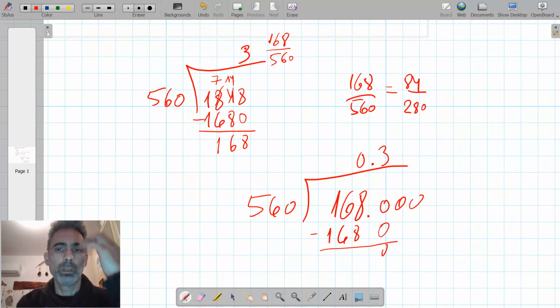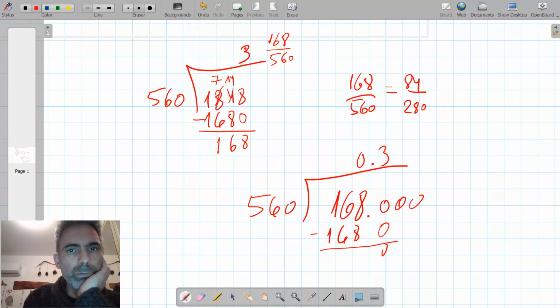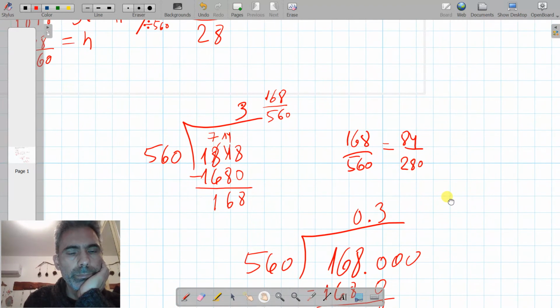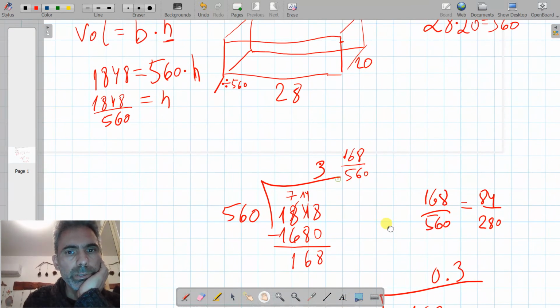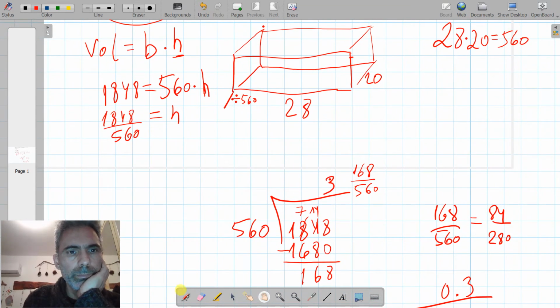Okay, so 168 over 560 is 0.3. So it means that the answer is 3.3. Okay, the height of the batter is 3.3.